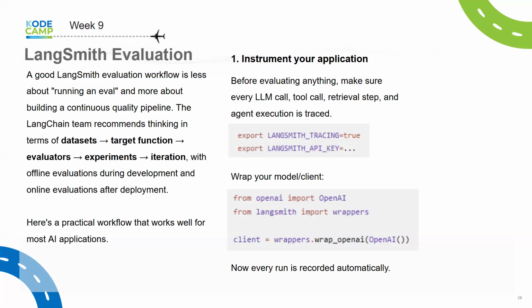So you keep iterating. The whole idea is for you to set up an entire pipeline, not just run a single eval, but an entire pipeline that allows you to evaluate your models continuously. And then you can do offline during development and online after deployment.